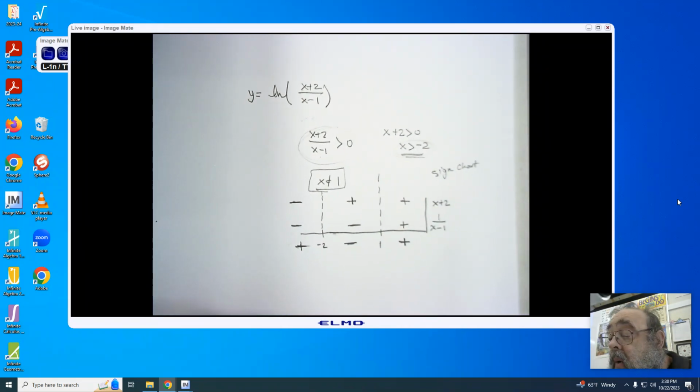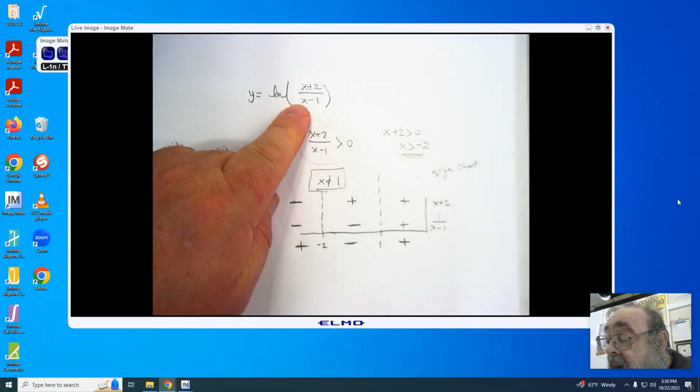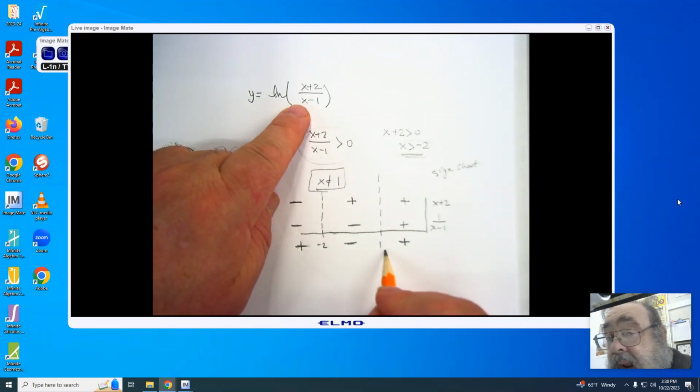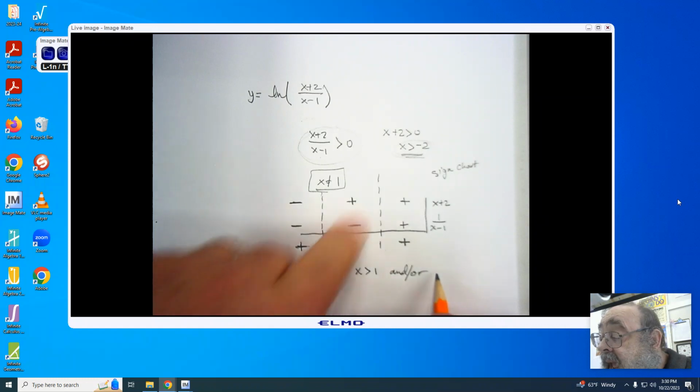So I now know that if I want to have a positive value here, I have to have a value that is greater than 1 and/or values that are less than negative 2.